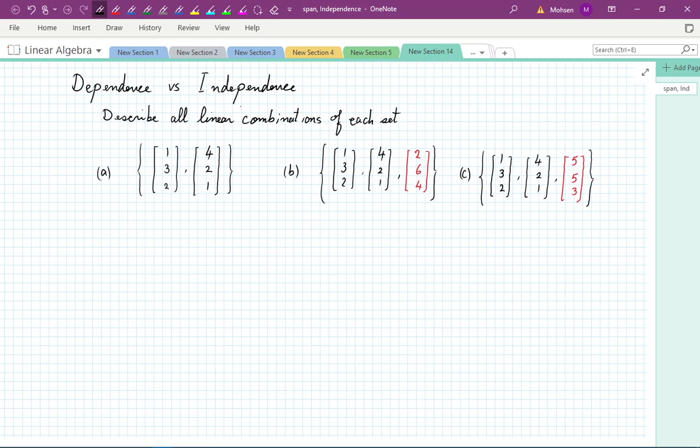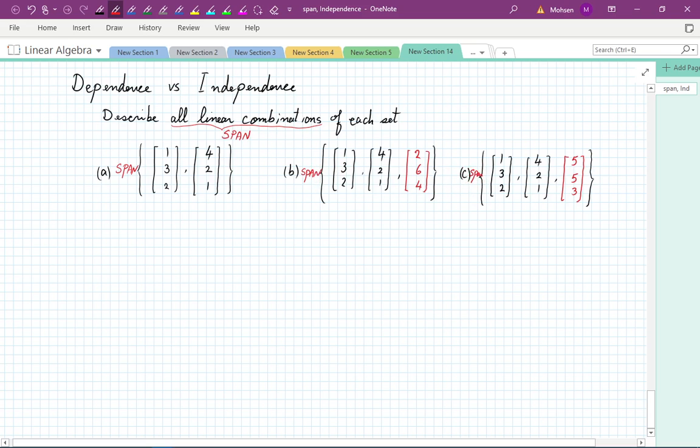Suppose I give you a problem and ask you to describe all linear combinations of each set. Instead of all linear combinations, you remember that the short word for all of that was the word span. All linear combinations of elements of a set is referred to as span. So I'm asking you to find the span of this, and here's another question, span of this one, and here's another one, span of this one.